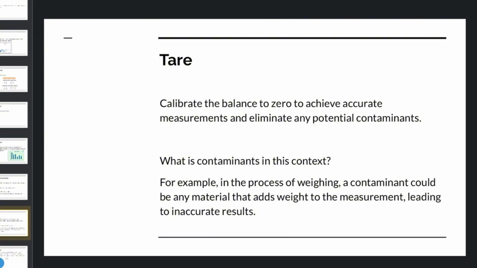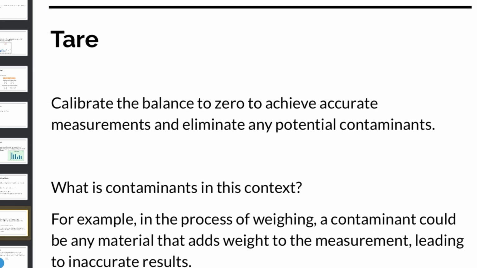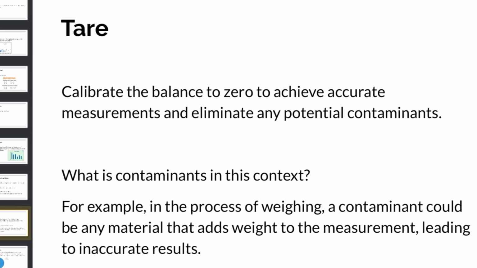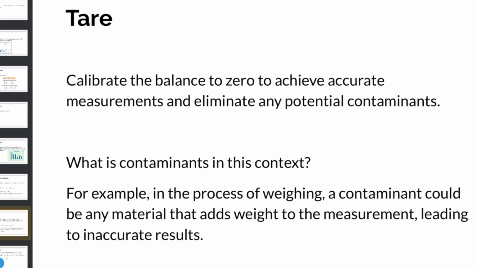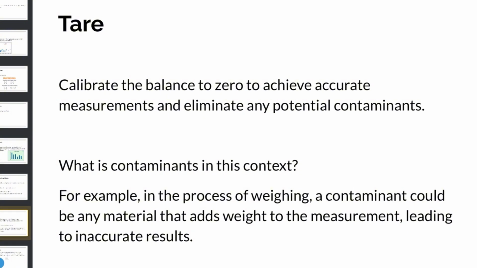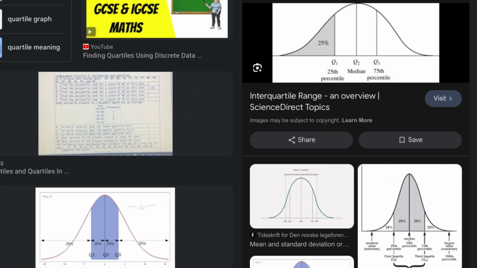Tare. What is a tare? Tare calibrates the balance to 0 to achieve accurate measurements and eliminate any potential contaminants. What are contaminants in this context? For example, in the process of weighing, a contaminant could be any material that adds weight to the measurement, leading to inaccurate results. Because even a milligram can still taint your results.